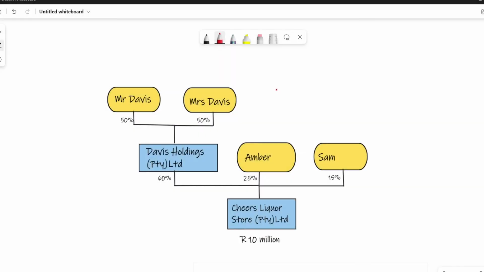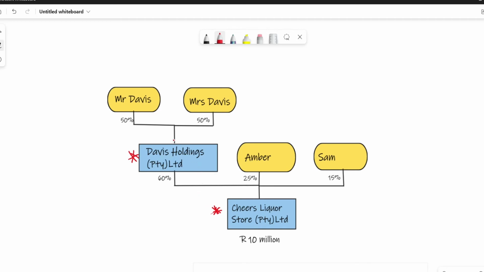So, following from the facts that we've just heard in terms of the business structure, we know that there's Mr. Davis and Mrs. Davis, and they've started this business, which is the Cheers liquor store. But in terms of their shareholding, they don't own Cheers liquor store directly. They've created a holding company at this level called the Davis Holdings Company. Now, in that holding company, there could be a whole host of other business interests. They could own a restaurant, they could own properties, whatever the case may be. But for our purposes, we're looking at the business interest that the Davis hold via the Davis Holding Company in Cheers liquor store.